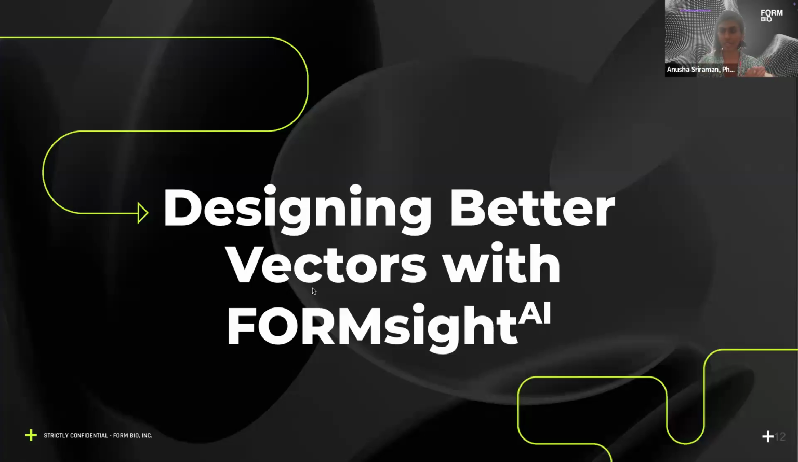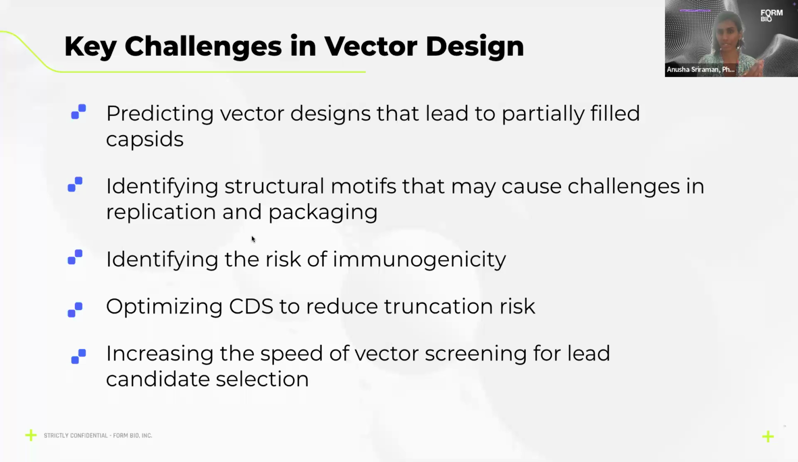Now let's shift focus to how FormSight AI can specifically help with vector design. And let's start off by looking at some of the key challenges that arise during vector design and how FormSight AI can help address them. So some of the key challenges that we face during vector design include ensuring the vector design allows for the efficient packaging of the therapeutic gene into the viral capsid. This is very critical for a successful gene therapy delivery. Partially filled capsids can result in reduced transduction efficiency and also compromise therapeutic outcomes.